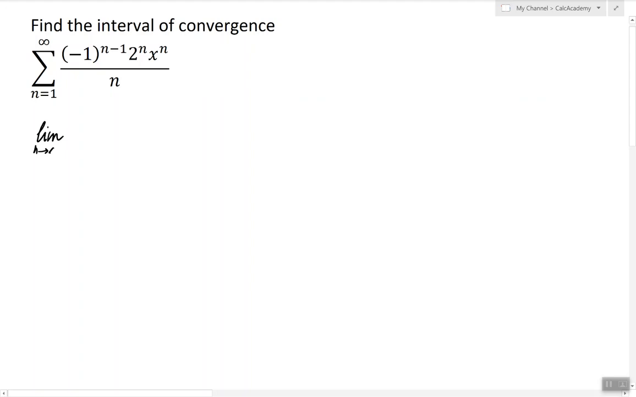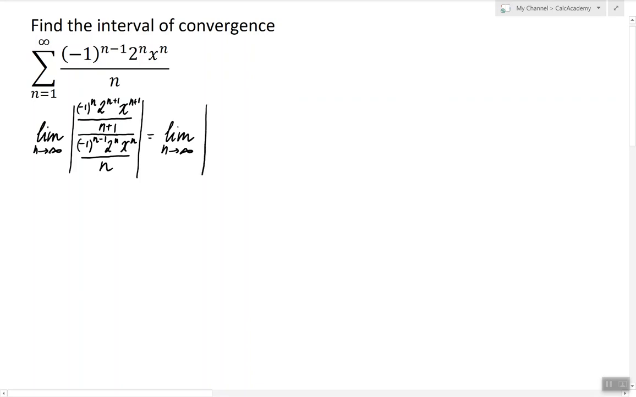We're going to set up the limit of the ratio of a successor over predecessor. In the numerator, I'm going to write the successor. That is, I'm going to write the expression, but instead of n, I'm going to write n plus 1. And in the denominator, I'm going to write the general term. So I'm just going to copy everything over. And now we are going to simplify this expression and write it as a single fraction.